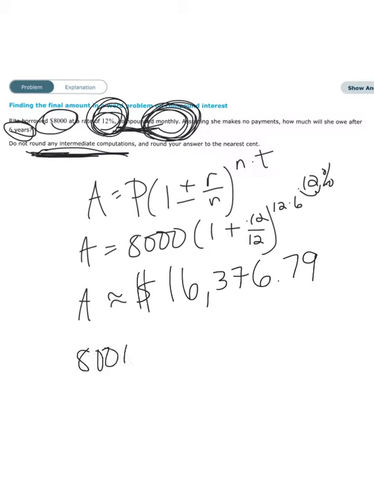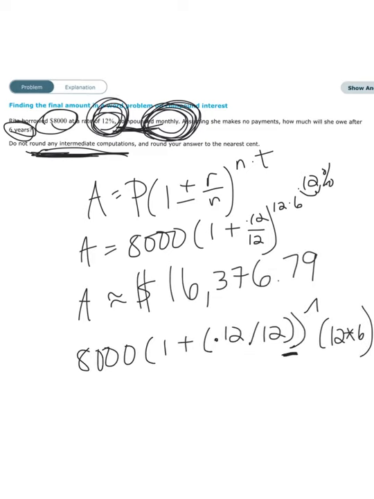So we have 8,000, parentheses, 1 plus, another parentheses, 0.12 divided by 12. Make sure you have this double parentheses here. Then you do the caret raised to 12 times 6. That's how it should be entered in the calculator.